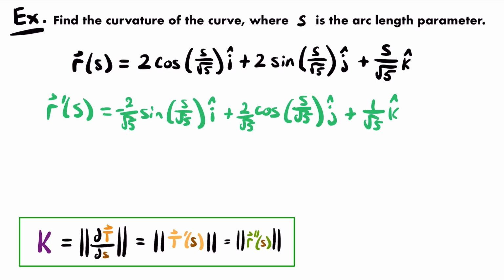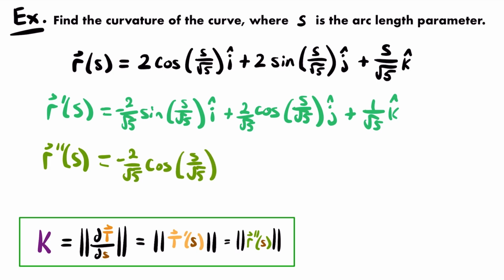Now, let's take the second derivative. We'll have r double prime of s is equal to the derivative of these components. We will have to use the chain rule again. We will have to multiply by the derivative of these inside functions. So don't forget to take care of that with each of these derivatives. Once again, the derivative of sine is cosine. So we have negative 2 divided by the square root of 5 times cosine of s divided by the square root of 5. But then I'm going to multiply by the derivative of that inside function again, which is 1 divided by the square root of 5.